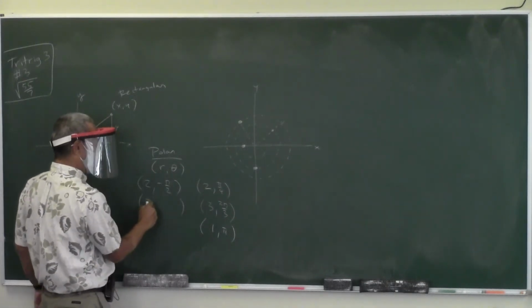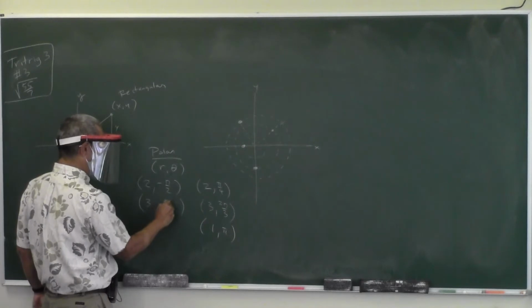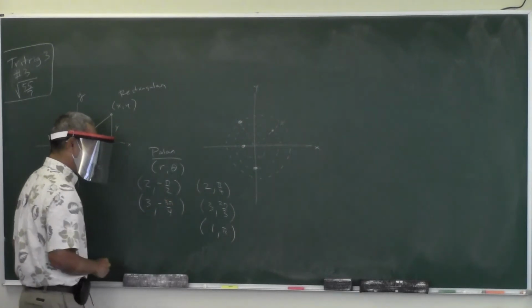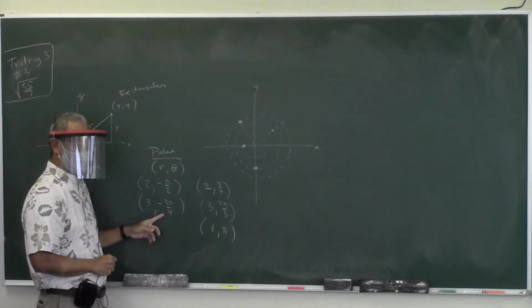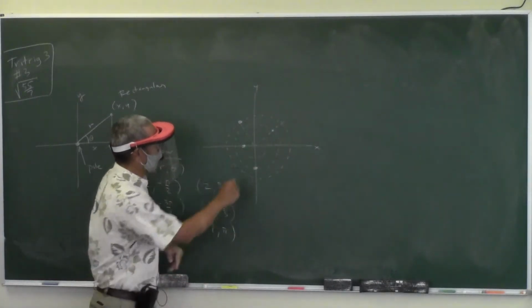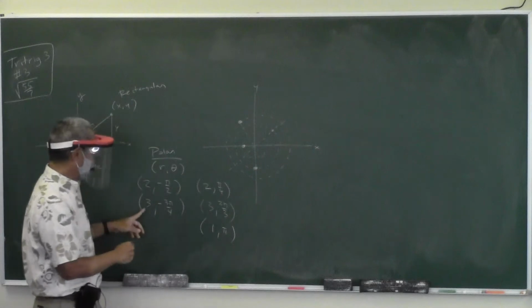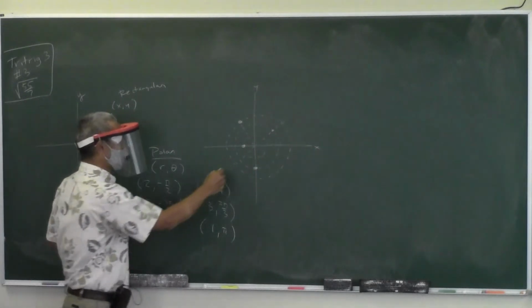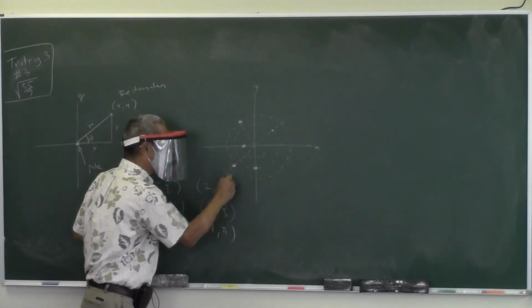Okay, what about 3, negative 3 pi over 4? So measure off an angle of negative 3 pi over 4, so you have to go clockwise 135 degrees, which is over here, and then go 3 units from the origin. 1, 2, 3.